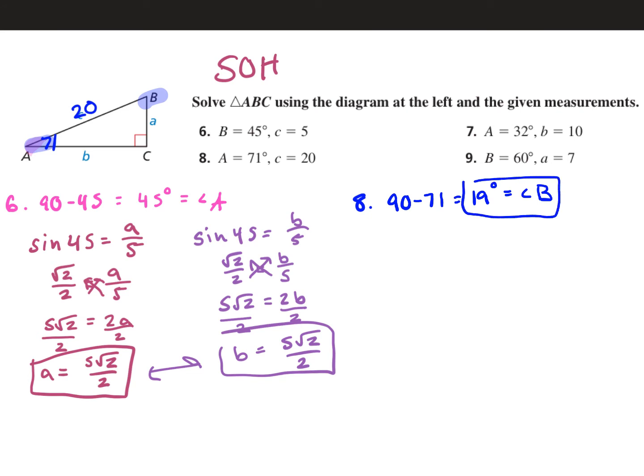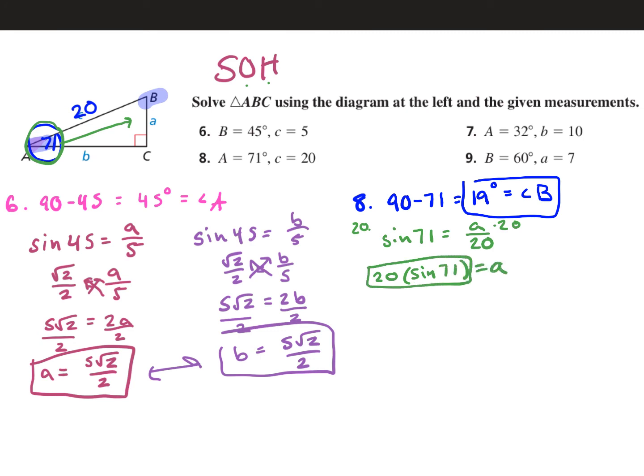Now let's find our missing sides. If I say that this is my theta, A would be opposite and 20 is the hypotenuse. So I could say opposite over hypotenuse would be sine. So sine of 71 is equal to A over 20. I'm solving for A, so I'm going to multiply 20 on both sides. So 20 times sine of 71 is equal to A. Then I just need to put this into my calculator.